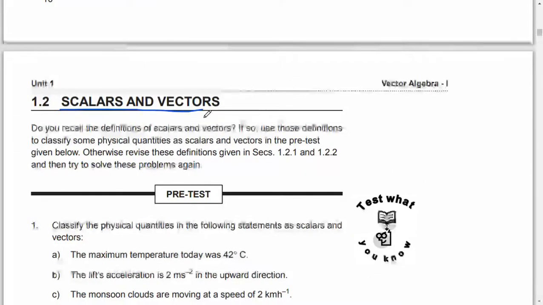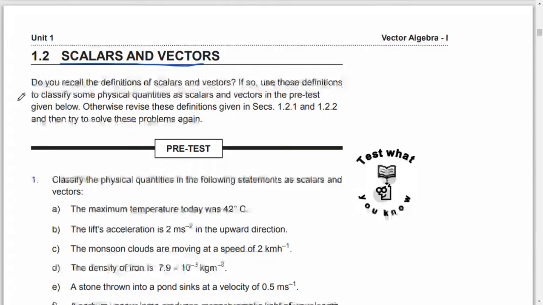Scalars and vectors. Do you recall the definition of scalars and vectors? If so, use those definitions to classify some physical quantities as scalar and vectors in the pretest given below. Otherwise, revise this definition given in section, and then try to solve this problem again.